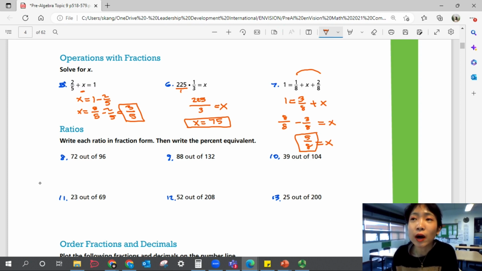Because you really want to know how to do operations with fractions before you get into the probability, because we're going to deal with a lot of equations, okay? Ratios. You also need to know ratios. Write each ratio in fraction form. Then write the percent equivalent. First, you need a fraction, okay? 72 out of 96 basically is 72 out of 96 like that, okay? And then you can simplify that into what?